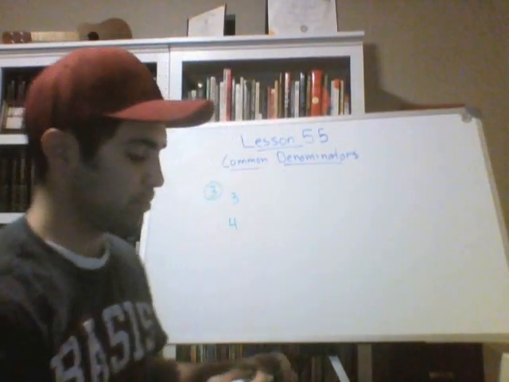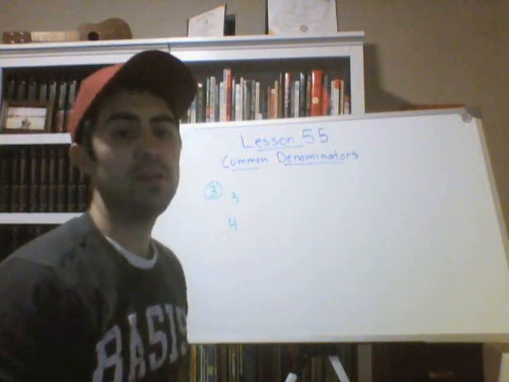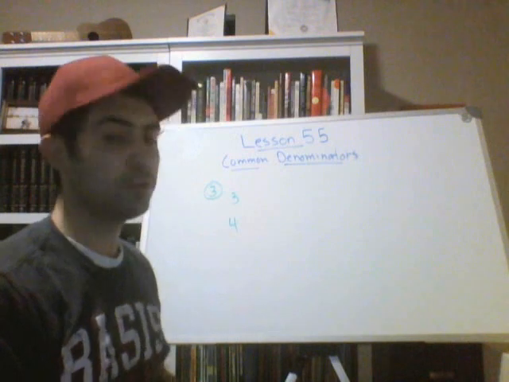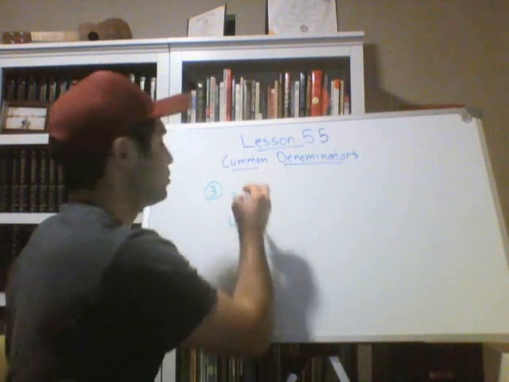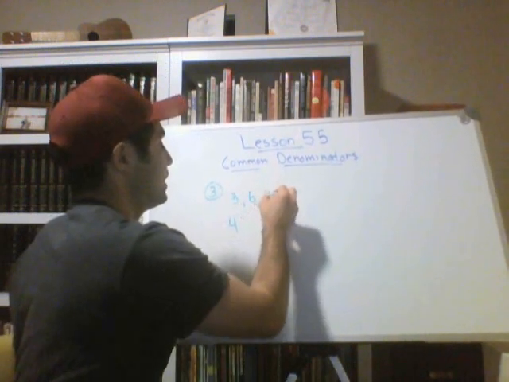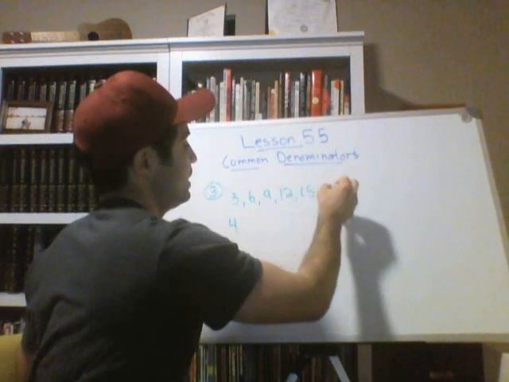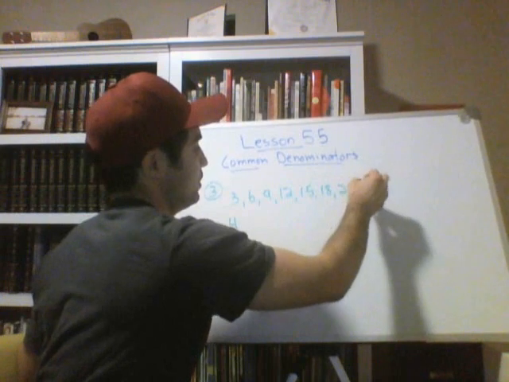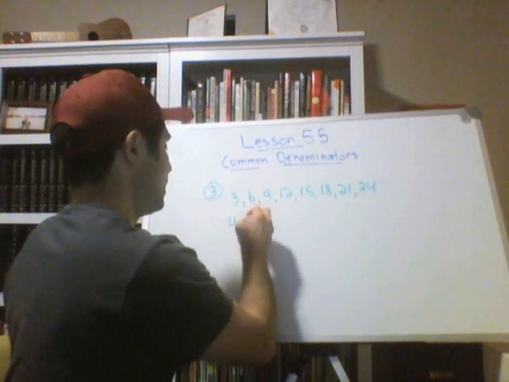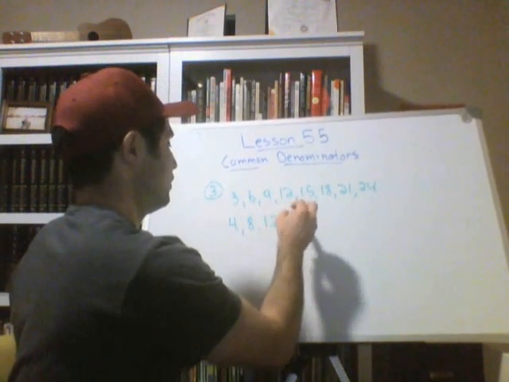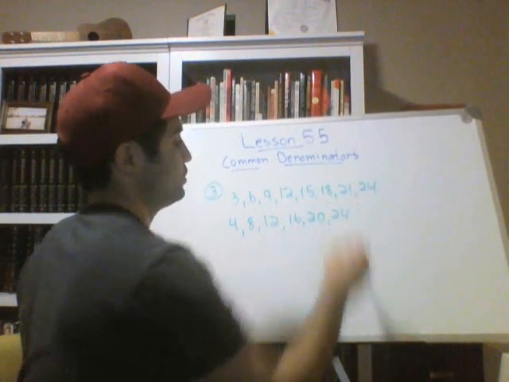Okay, let's go ahead and review some multiples really quick. What are the multiples of 3 and 4? And once we do that, then we're going to find the common multiples, and then we're going to find the least common multiple. So first step, though, is to find your multiples. 3, 6, 9, 12, 15, 18, 21, 24, so on and so forth. So let's do the multiples of 4. 4, 8, 12, 16, 20, 24, so on and so forth.